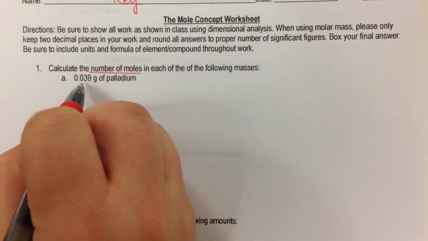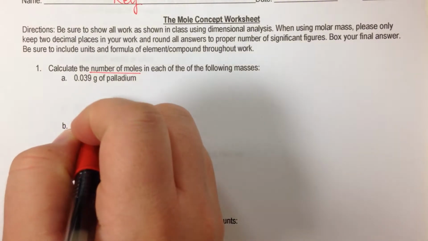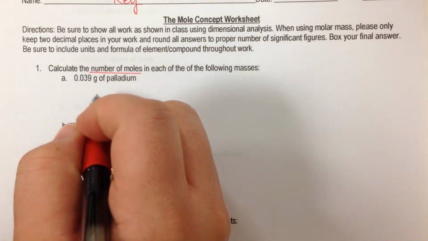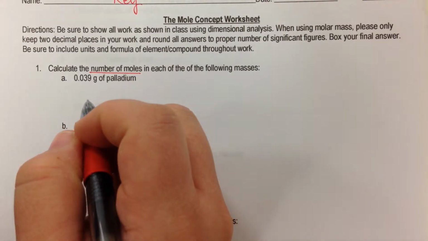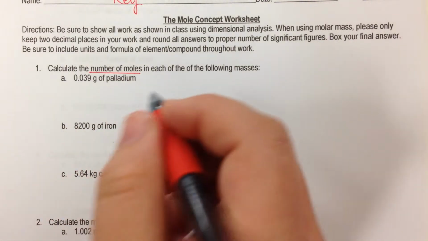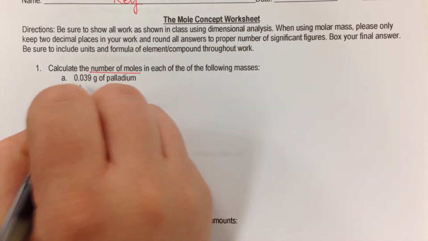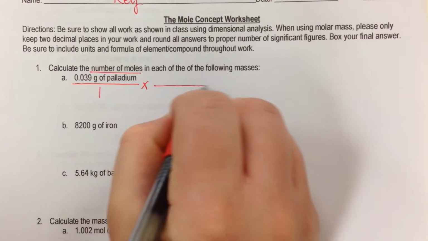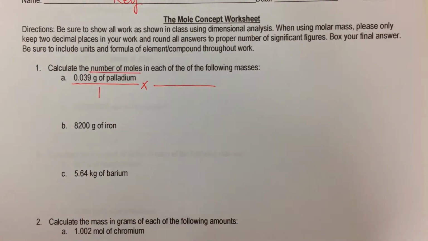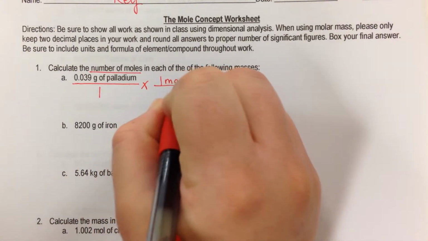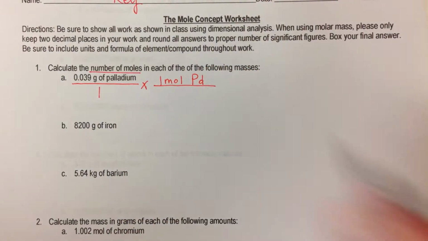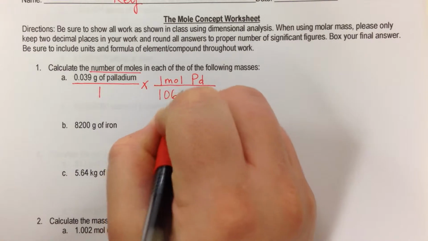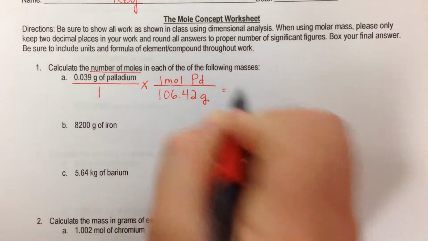So if we have 0.039 grams of palladium, you will need your periodic table for this. Find palladium, and that is element number 46, Pd. I'm just going to use this. If you want to rewrite it, that's fine. We're trying to convert this to moles. So 1 mole of Pd. The mass of Pd on the periodic table is 106.42 grams.